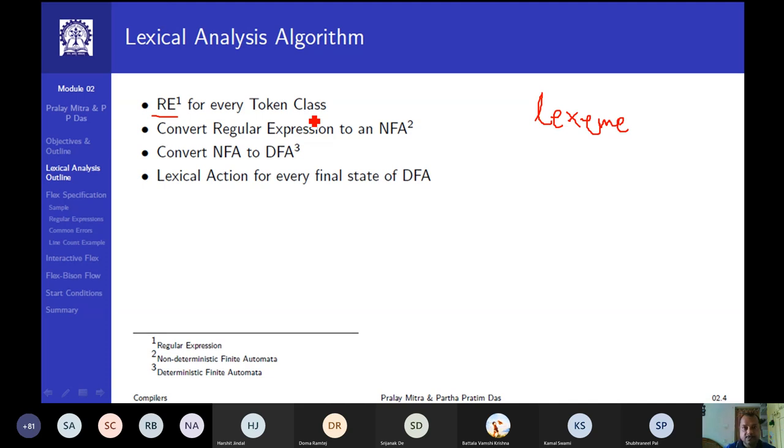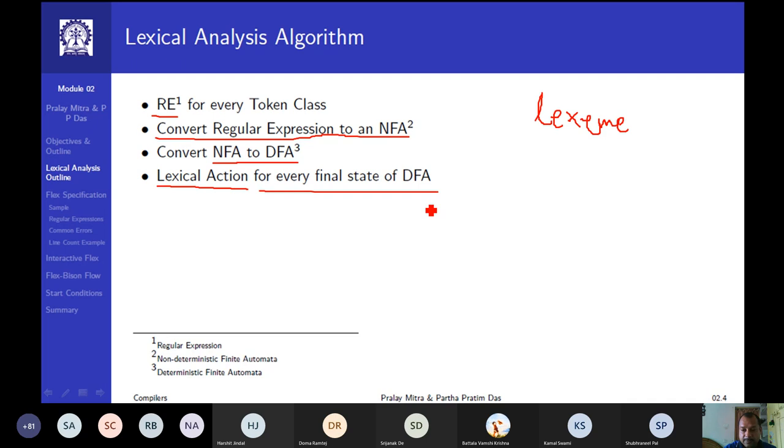And then I can identify which token class it belongs to. Now when I have an RE, I can convert that regular expression to a non-deterministic finite automaton. And when I have an NFA, I can convert that to a deterministic finite automaton. All those things you learned last semester in the class of formal language and automata theory. Now, when we have a DFA, some lexical actions can be considered: a lexical action for every final state of the DFA.